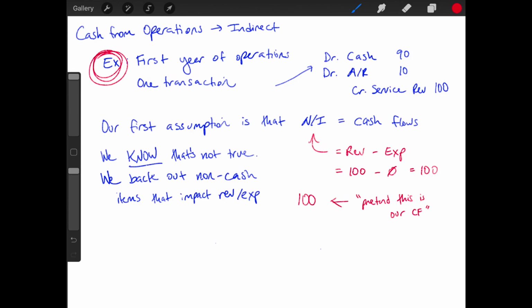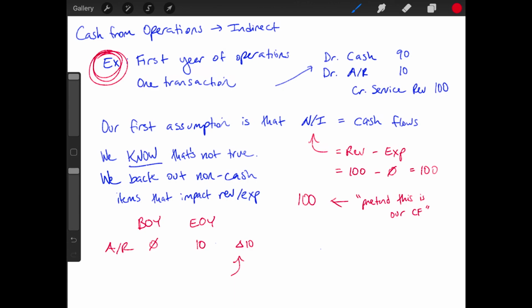And now, since we know that's not really our cash flow, the next step is to back out non-cash items that impact revenue and expenses. To do that, we're going to be looking at current asset and current liability accounts, excluding cash. Now, in this example, the only account like that we have changing is our accounts receivable, and it changes by 10.